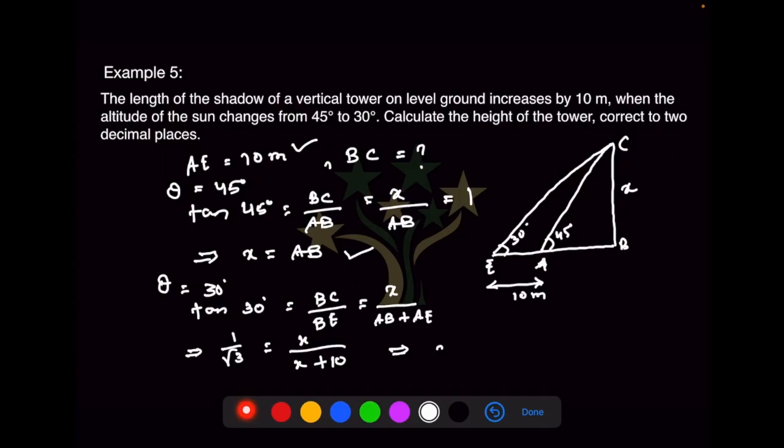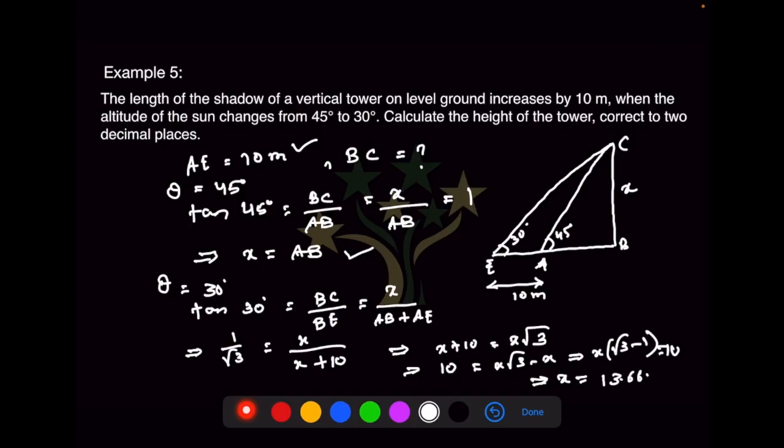So by cross multiplication we have x plus 10 is equal to x root 3. So bringing x to the same side, we have 10 is equal to x root 3 minus x. So this will be x times root 3 minus 1 is equal to 10. And when you work it out, you get that x is equal to 13.66 meters. So this is the height of the tower.